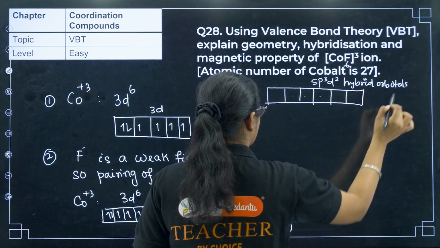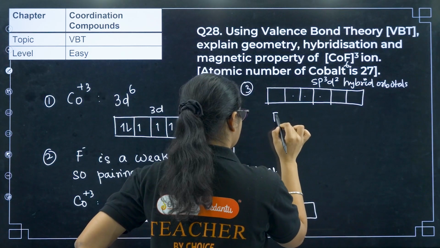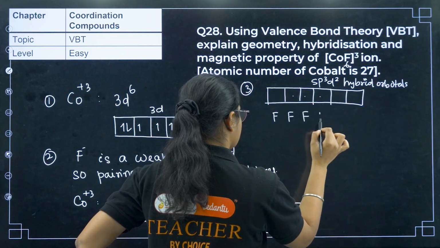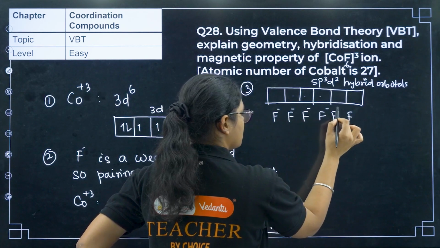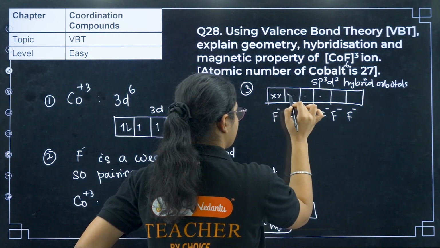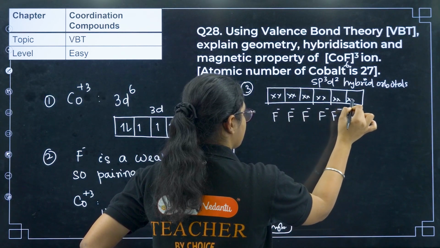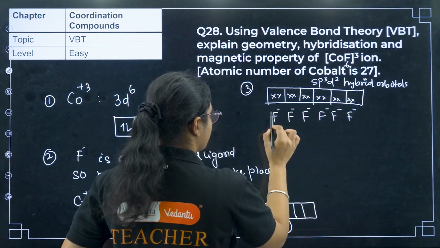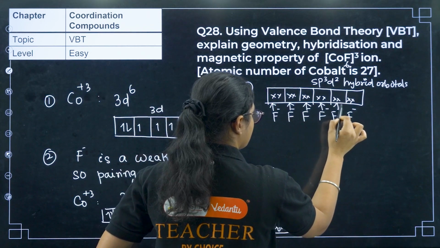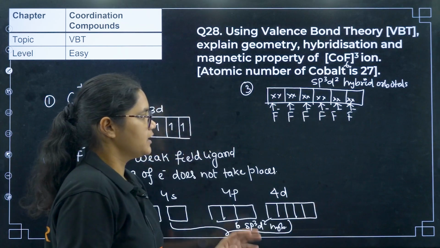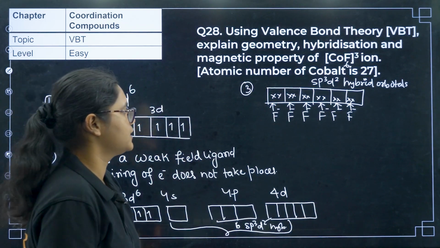Okay, and here we have CoF6, right? So F will donate electrons. Here each F will donate 2 electrons. Clear? So I can show like this. Clear? So that is your hybrid orbital and the donation of electrons.